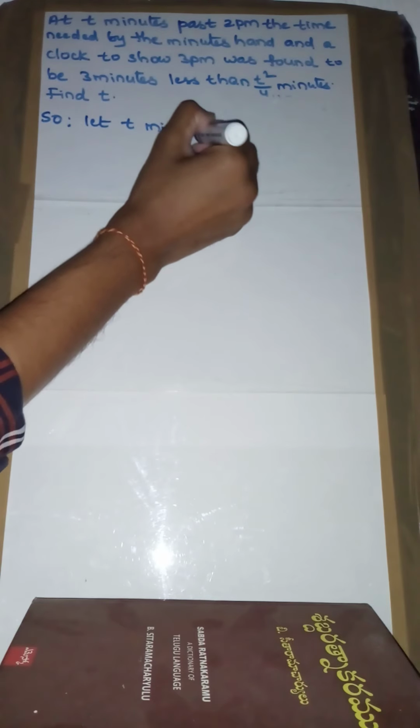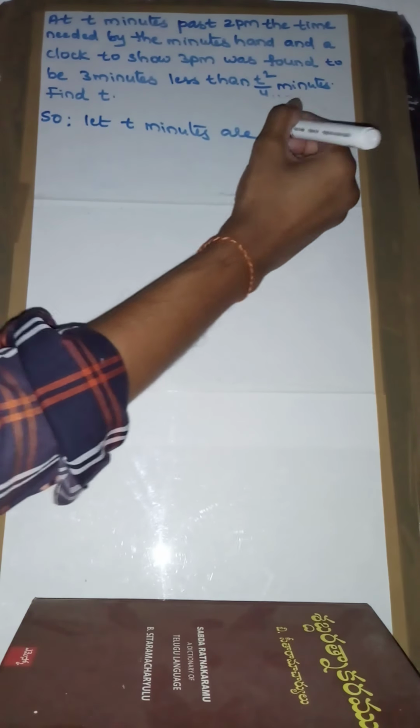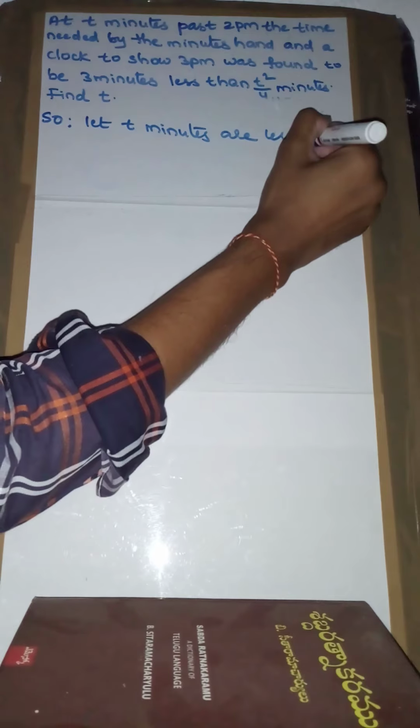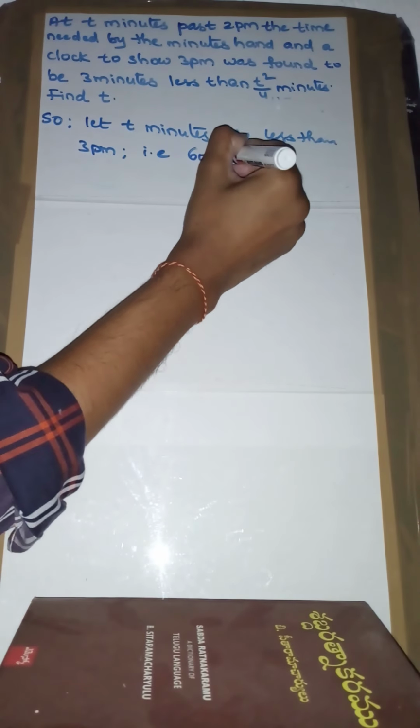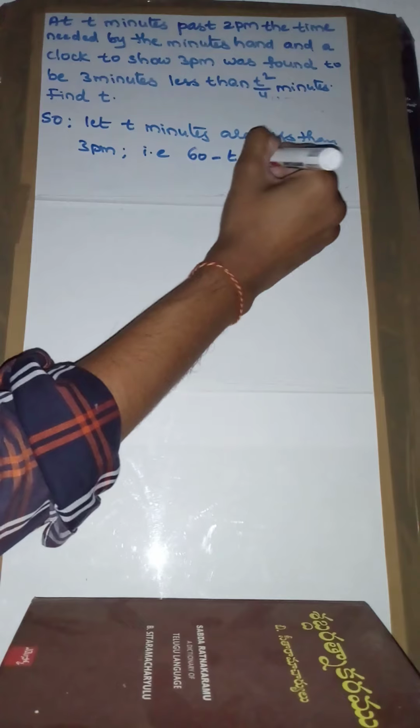Let t minutes are less than 3 p.m. That is 60 minus t is equals to 3 p.m. Why 60? Because the total clock will rotate 60 minutes.